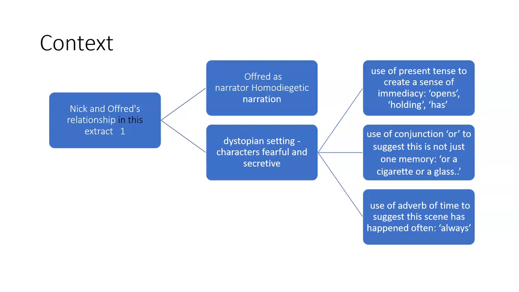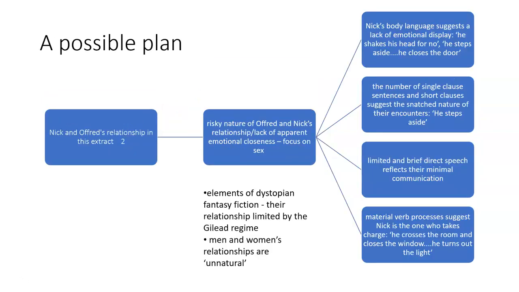Okay, so there's where I'd weave context into the first point. And what I'd say about context is you do need to weave it in all the way through. Second one is elements of dystopian fantasy fiction. The relationship is completely limited by the regime in Gilead, and the relationship is somewhat unnatural. Okay, so that fits in with this point.